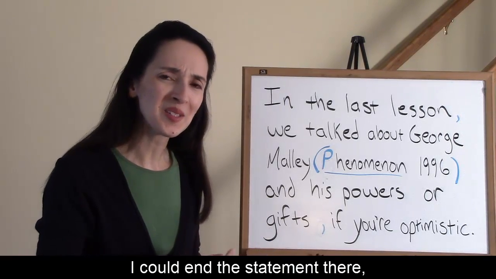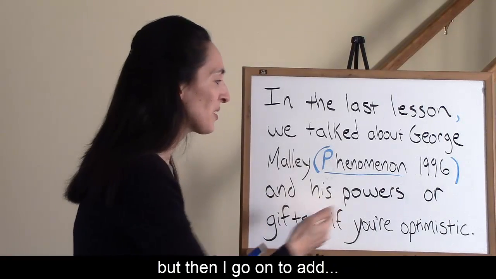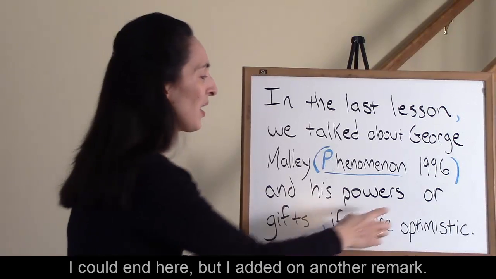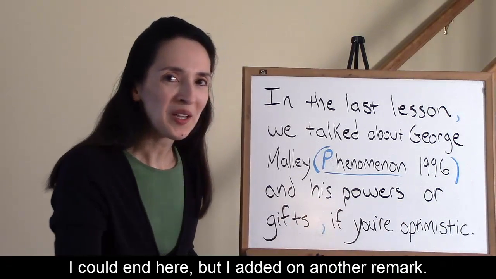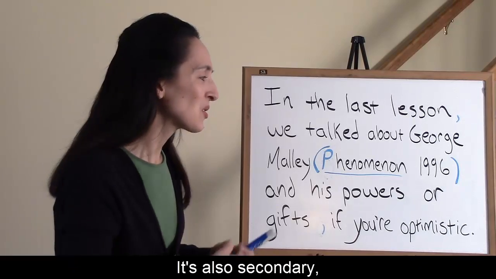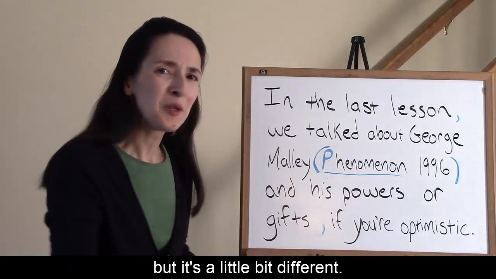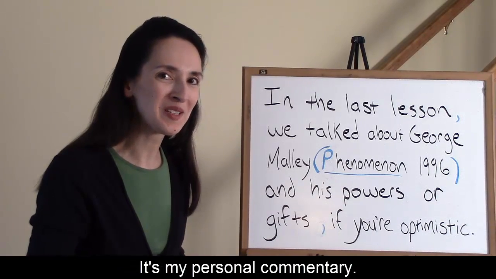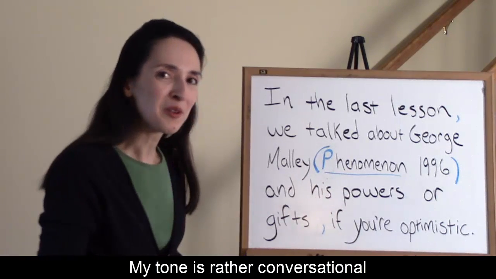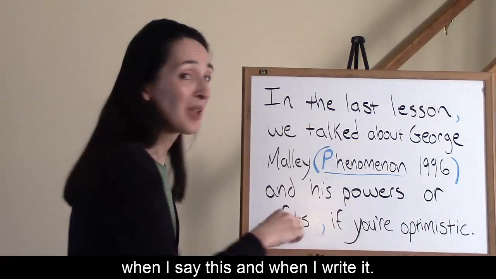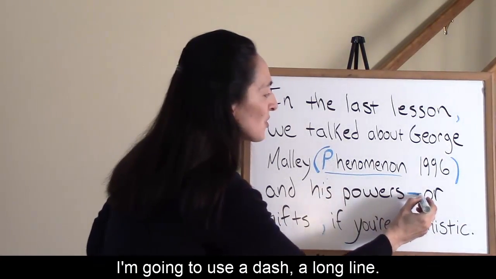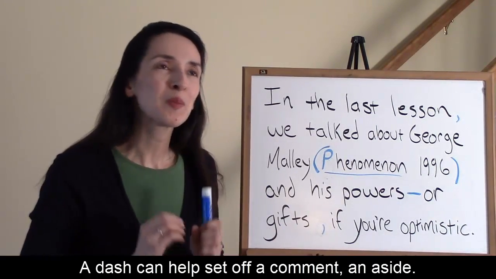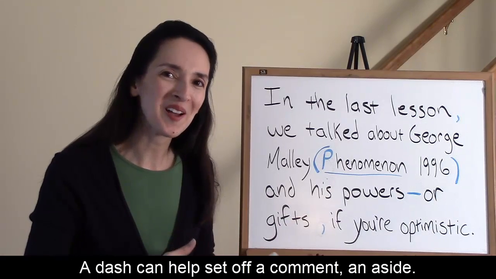I could end the statement there, but then I go on to add, or gifts, if you're optimistic. I could end here, but I added on another remark. It's also secondary, but it's a little bit different. I'm not explaining, I'm commenting. It's my personal commentary. My tone is rather conversational when I say this and when I write it. I'm going to use a dash, a long line. A dash can help set off a comment, an aside.